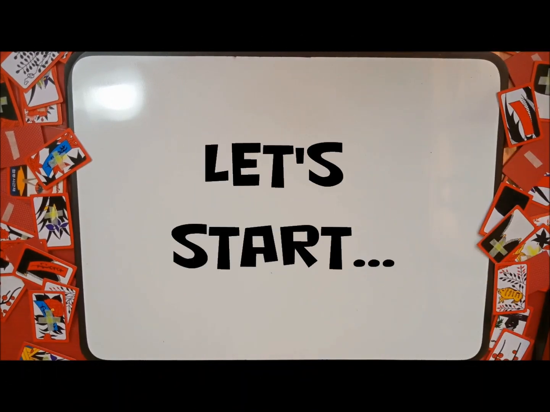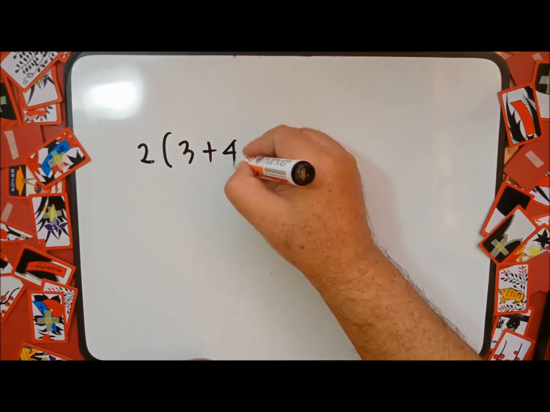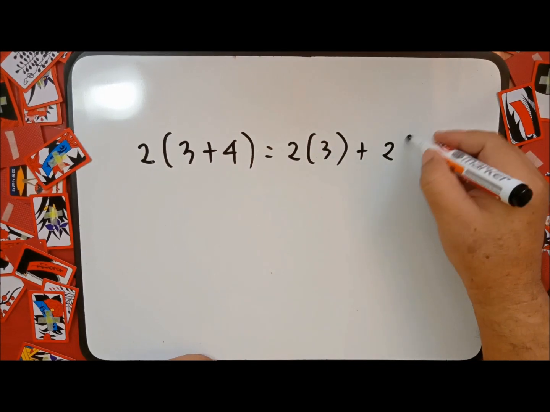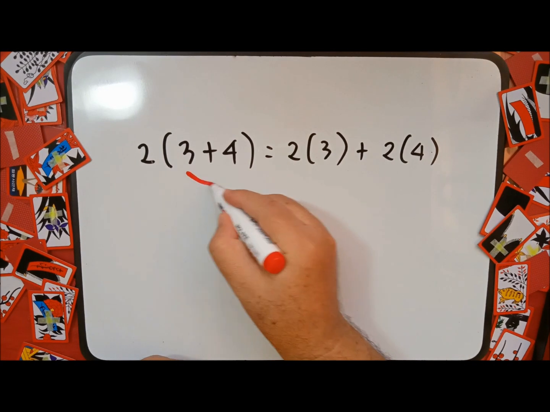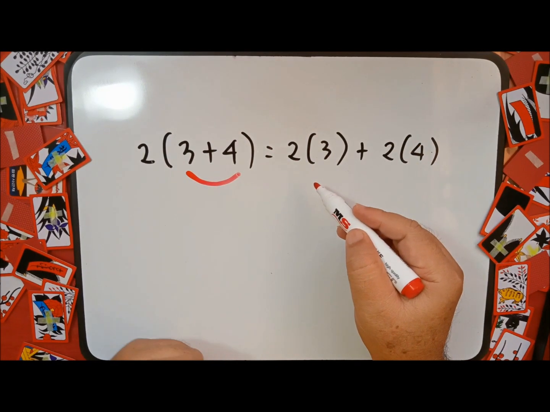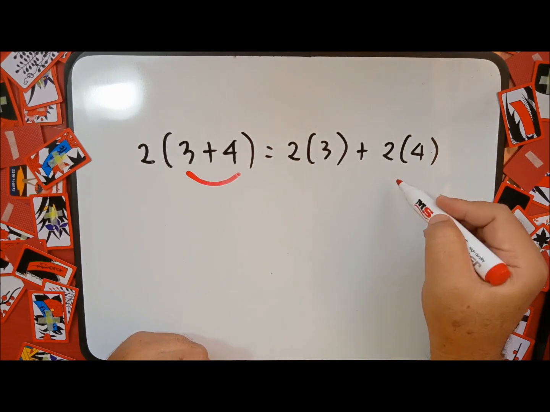Okay, so I will explain this by giving you an example. 2 times (3 plus 4) is equal to 2 times 3 plus 2 times 4. What does the distributive property state? The distributive property states that multiplying a sum by a number gives the same result as multiplying each addend and adding the products together.